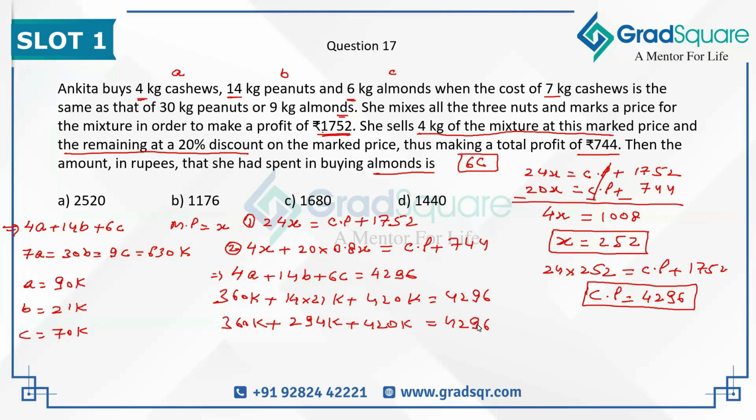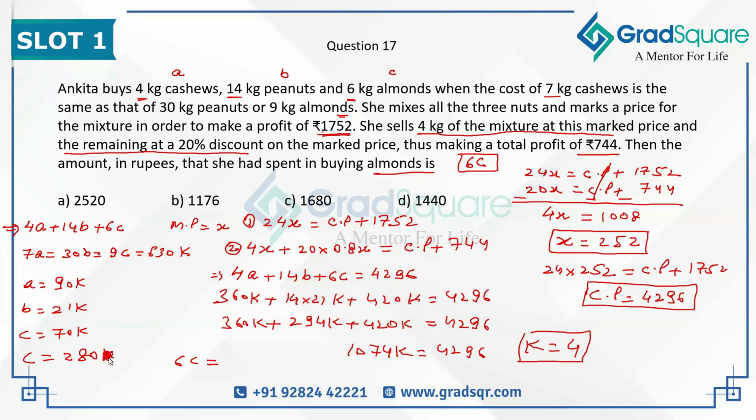Now, if you look at 360 plus 294 plus 420, that will give you 1074. So this gives you 1074K is equal to 4296, which gives me the value of K as what? 4296 divided by 1074, which will give me the value of K as 4. If your value of K turns out to be equal to 4, your C value will turn out to be equal to what? 280K. If your value of C is 280K, you need the value of 6C as your answer. So 280 into 6. K value was 4.